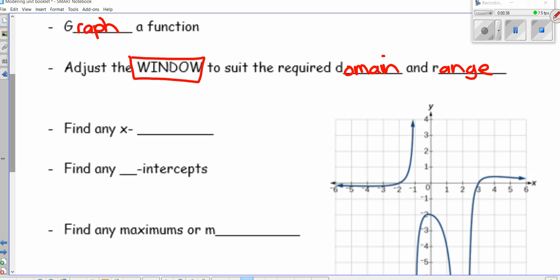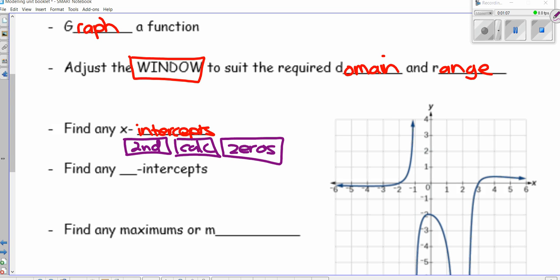Find any X things. Intercepts, yeah. How do you find the X intercepts? You do a thing like second calc. On the TI-84, they don't call them X intercepts, they call them something starting with Z. Zeros. So find any X intercepts, they call them zeros.